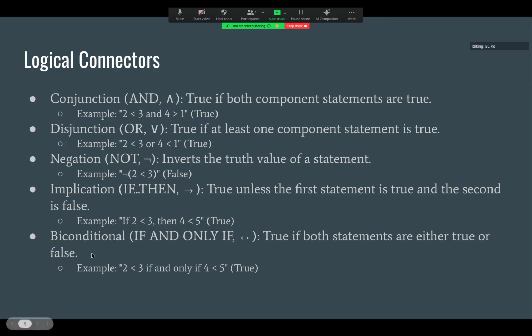Biconditional. A biconditional statement, A if and only if B, is true if both A and B are either true or false. So for example, 2 is less than 3 if and only if 4 is less than 5 is true because both parts are true.